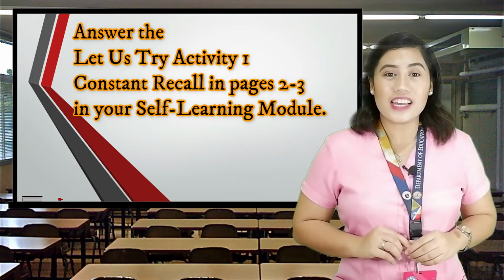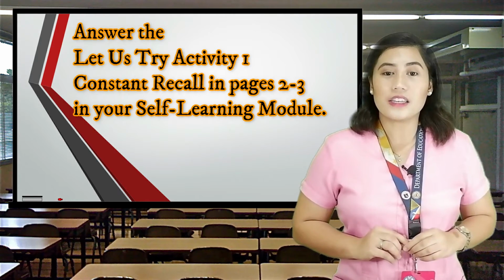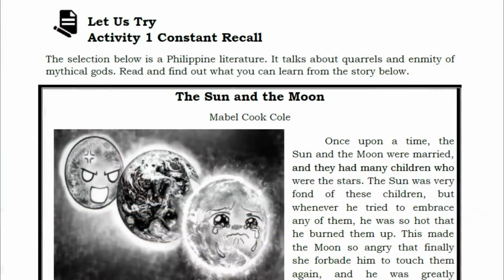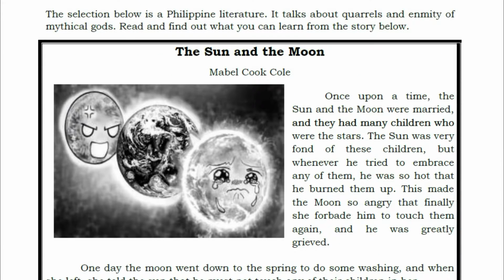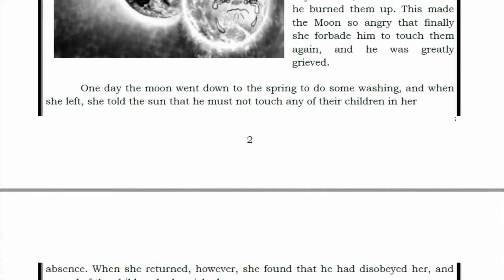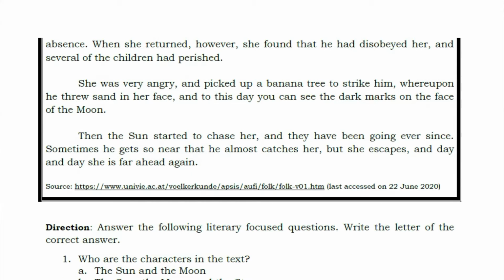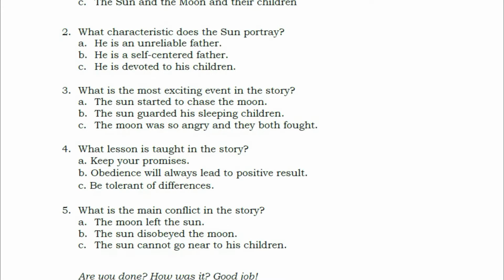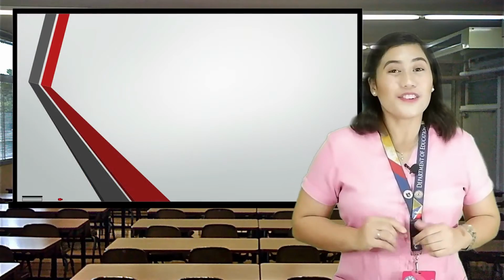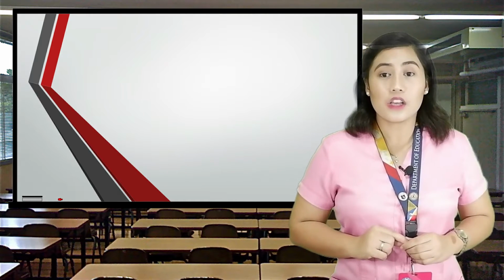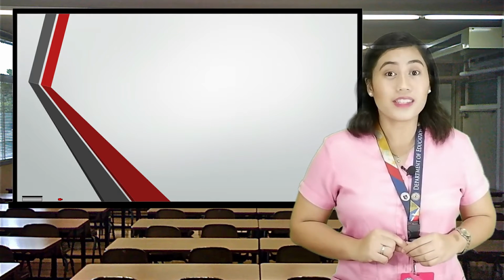Answer the Let Us Try Activity 1, Constant Recall in pages 2 to 3 in your self-learning module. You will read a Philippine literature selection entitled The Sun and the Moon that talks about quarrels and enmity of mythical gods. After reading the story, answer the literary focus questions that follow. Great job! You have just answered the activity that serves as a basis to know if you have an idea about the topic.